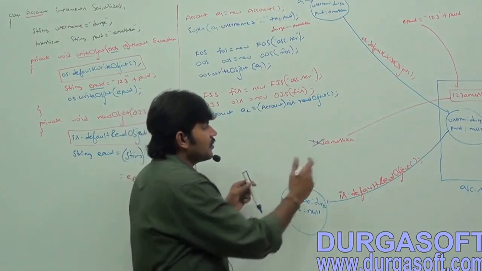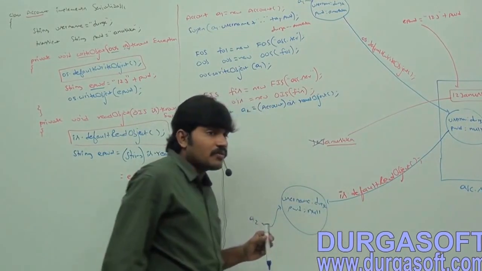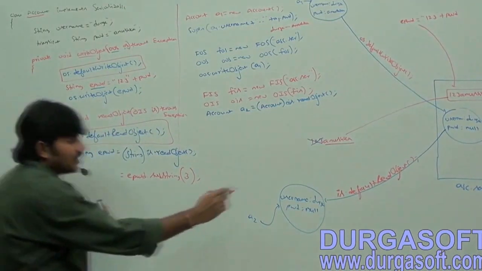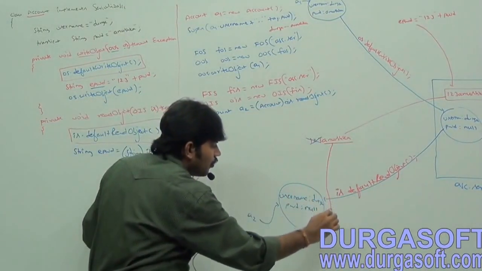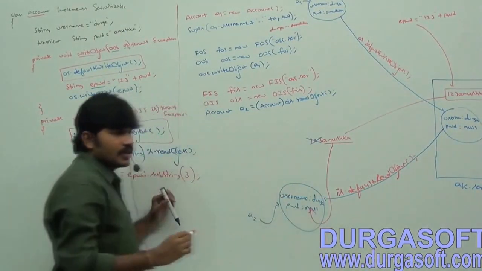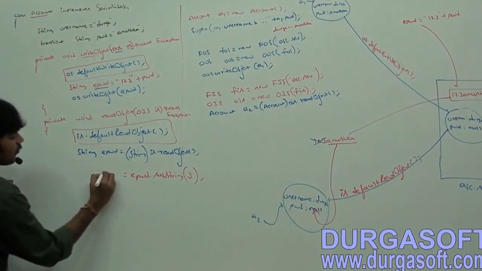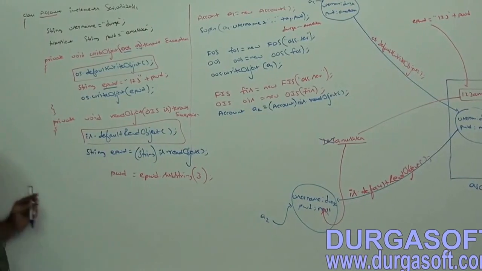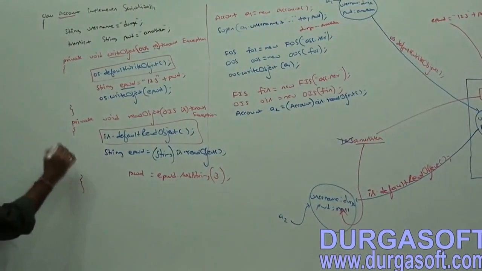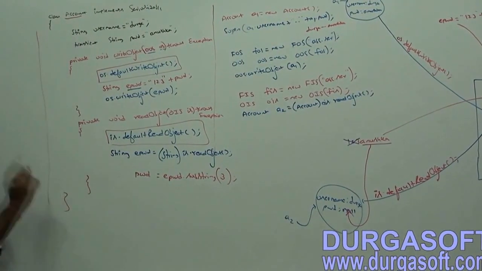This result, we have to assign where? We have to assign this result to this password. Are you getting it? That's why this result we have to assign to the current object's password. Okay, now that is the end of the account class.